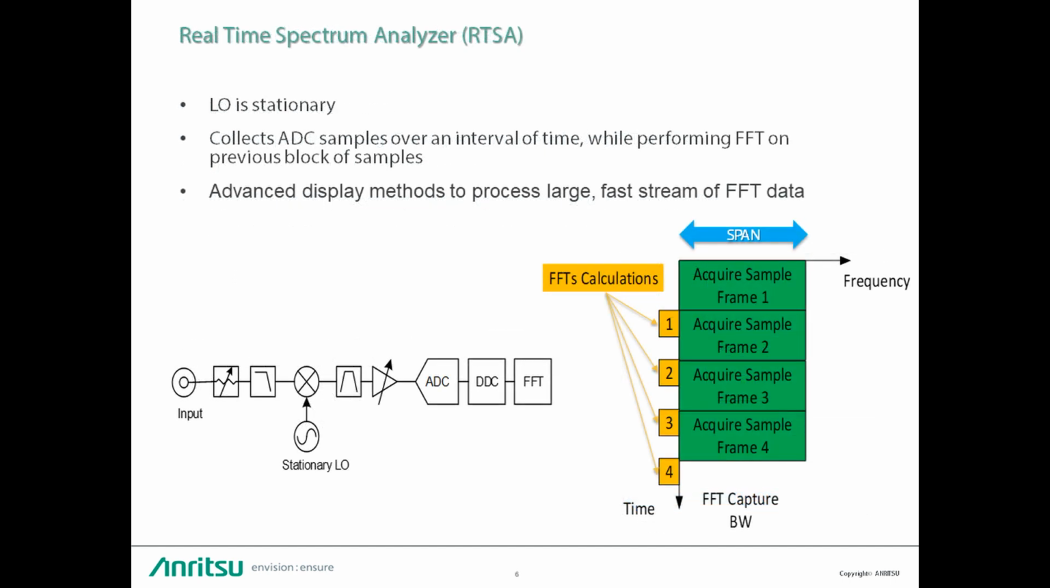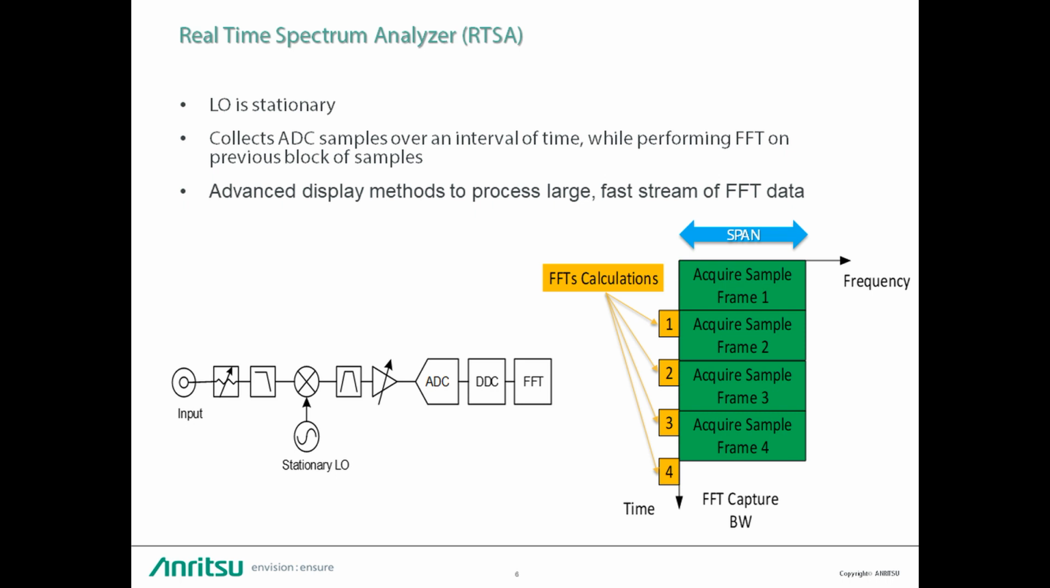If we compare a spectrum analyzer to an RTSA, one of the big differences is that for the RTSA, the local oscillator is stationary. One other difference that can be highlighted here is that the RTSA is able to acquire samples one after the other without any gap in between each of them, and it is able to make its FFT calculations at the same time, in parallel. As a consequence, there is no data that is lost, so no measurements are lost, no gap.